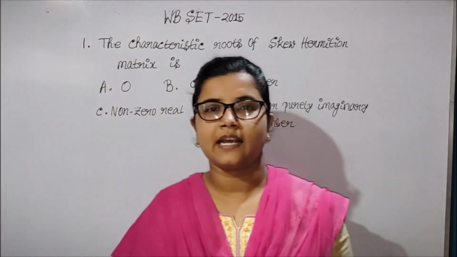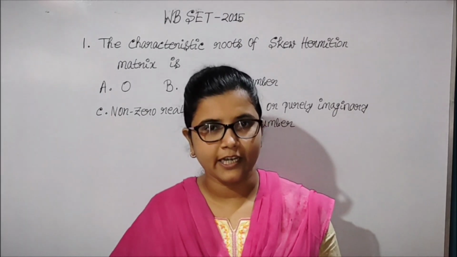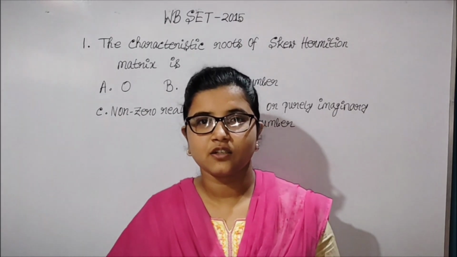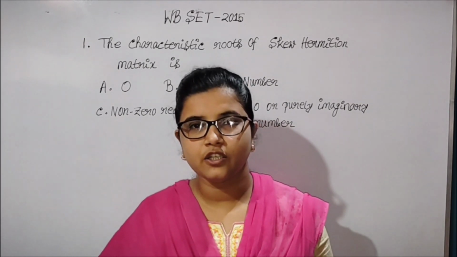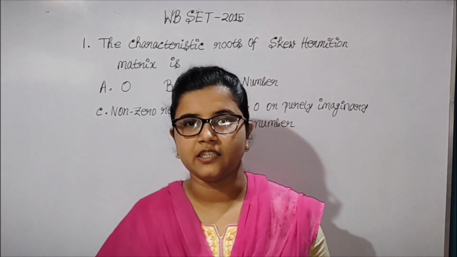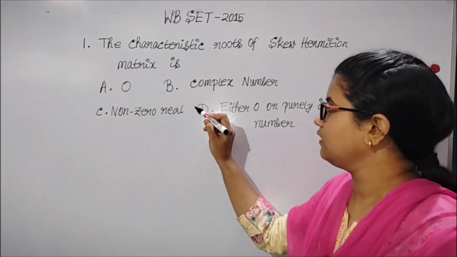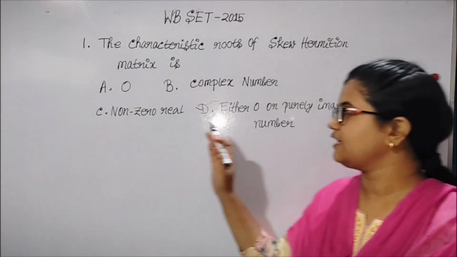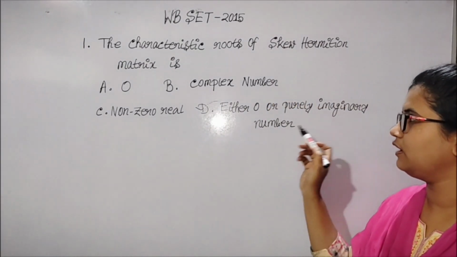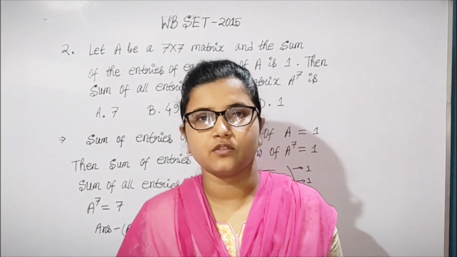We know that the characteristic roots of a Hermitian matrix are all real and the characteristic roots of a skew Hermitian matrix are either 0 or purely imaginary. So using this result, I directly take option D. Option D is correct, either 0 or purely imaginary number. Now we see the second question.